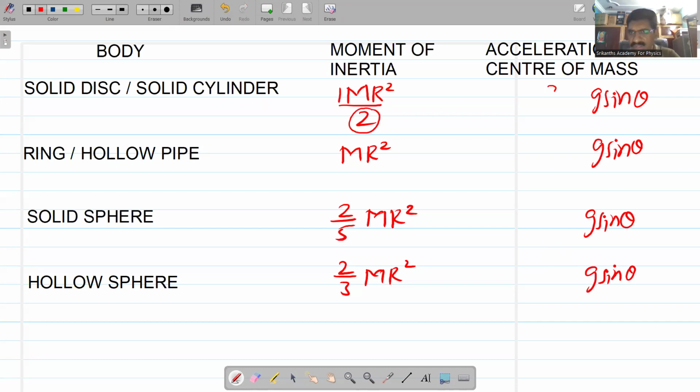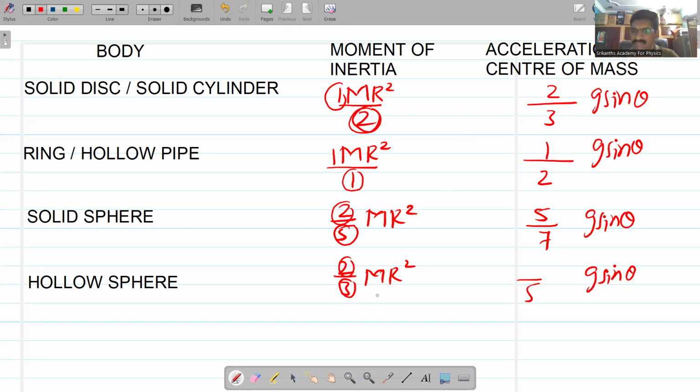Bring this denominator into the numerator and just add these two values. So 1 plus 2 will become 3. And here we have m coefficient as 1, denominator as 1. Add both and bring to the denominator and bring this denominator to the numerator. Next, add these two and bring it to the denominator and bring this 5 to the numerator. Again, add both, bring to the denominator and bring this 3 to the numerator.